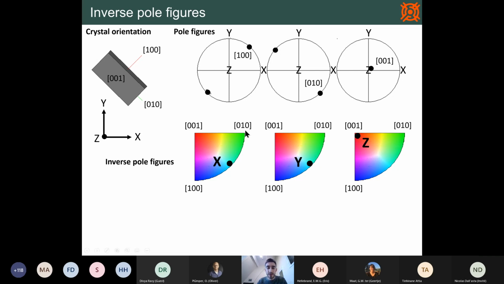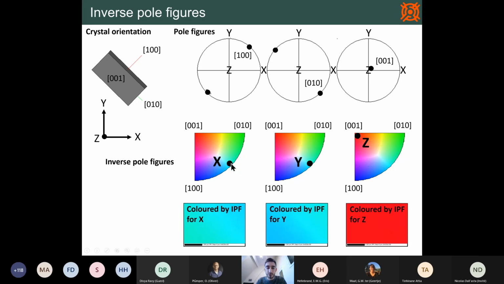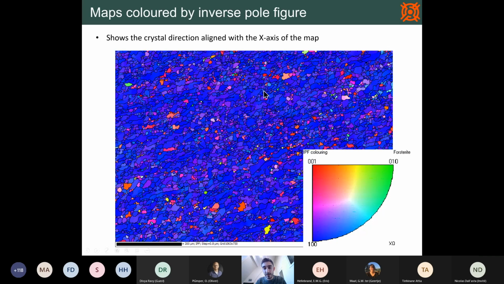Now we could colour this space, and this is just for a single crystal, so we could plot a map that's coloured by this inverse pole figure for the x direction, and this kind of aqua blue colour is going to show us something about the orientation of the crystal at that point. We can do this for a whole bunch of crystals, of course, and now you can see this is coloured for the x-axis of the map.